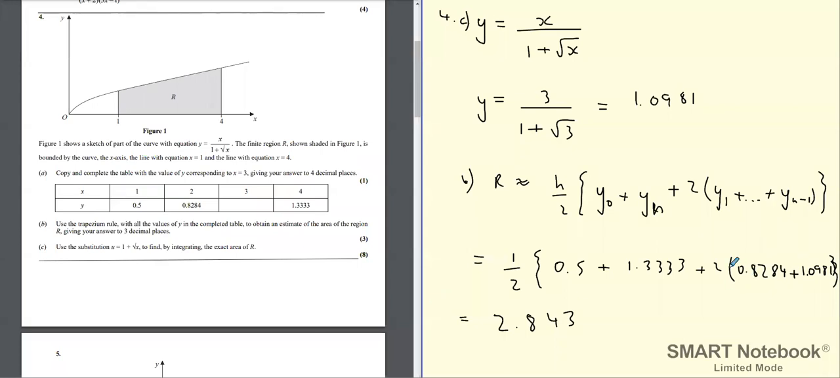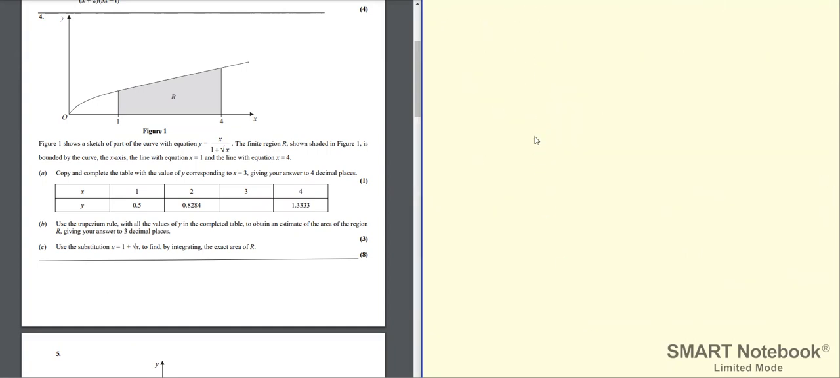So we've got an estimate now because we've used a numerical method to work out the area. But in part C, we have been asked to use substitution to work out the exact area of R. So let's have a look at that. Your upper limit was x equals 4, your lower limit was x equals 1. Your integral was x over 1 plus root x dx. So this should give us the exact area.